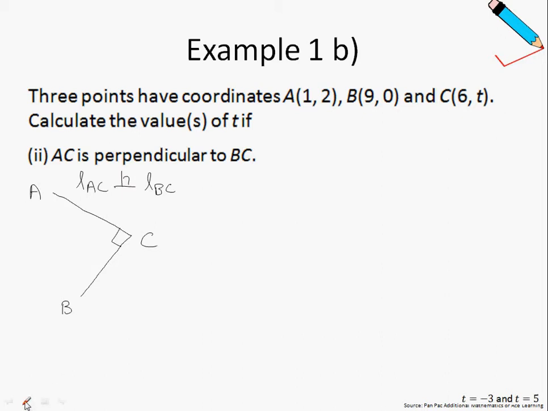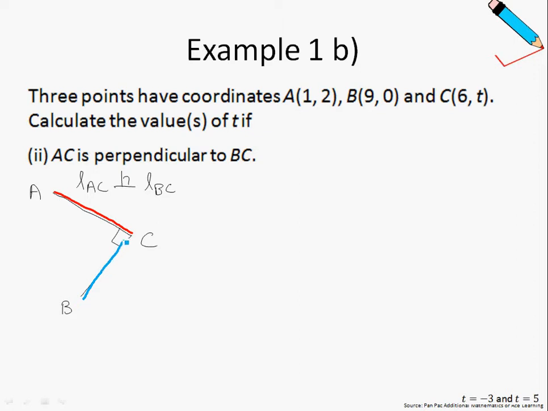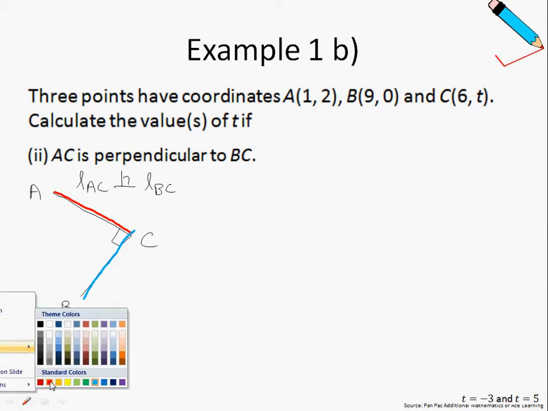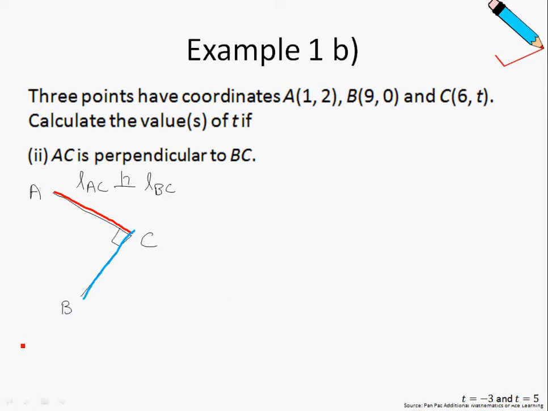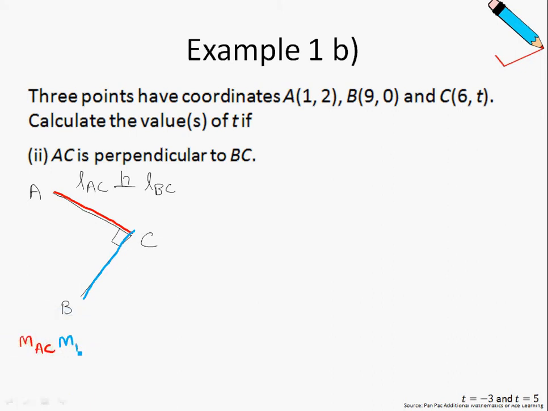Therefore, from this diagram, we have to equate the gradients of line AC and line BC. To put things in perspective, let me use a different color. What I'm saying here is that m of AC times the gradient of BC should give me -1, because these two lines are perpendicular.